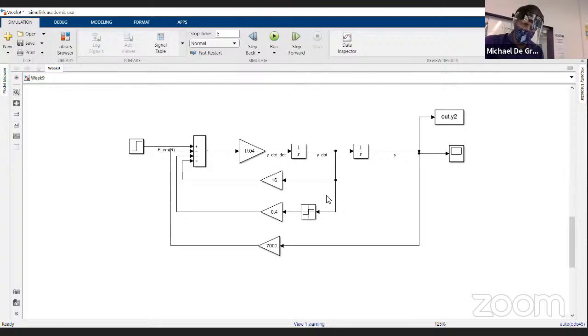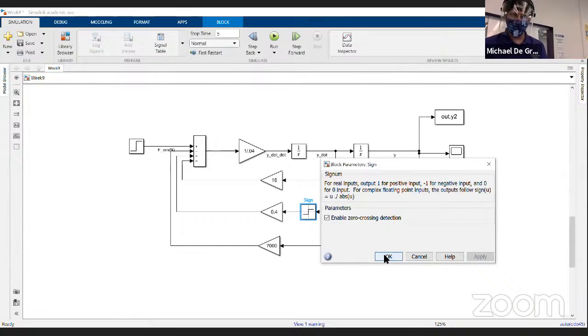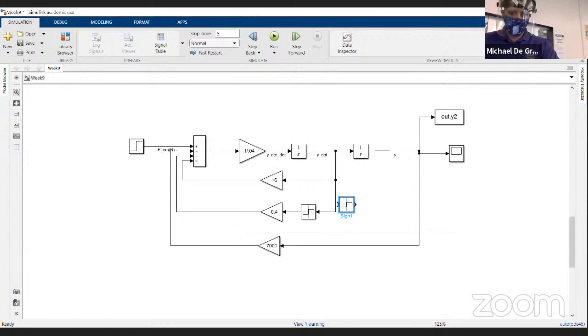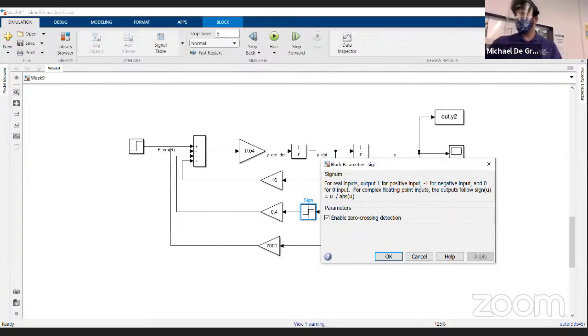How are we going to alter it? Well, because what are we missing from this model? We're missing F dry times signum of y dot. So I'm going to take my y dot and throw it into this block. This block is called sign, S-I-G-N. Throw it in there. Okay, cool. What does sign do? Sign returns a 1 for a positive input, a -1 for a negative input, and a 0 for a 0 input. That's what it does.